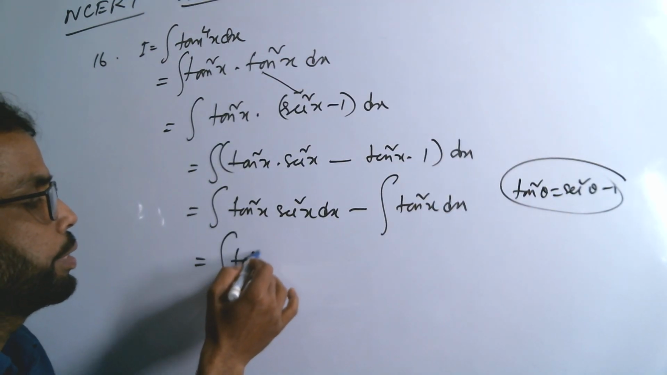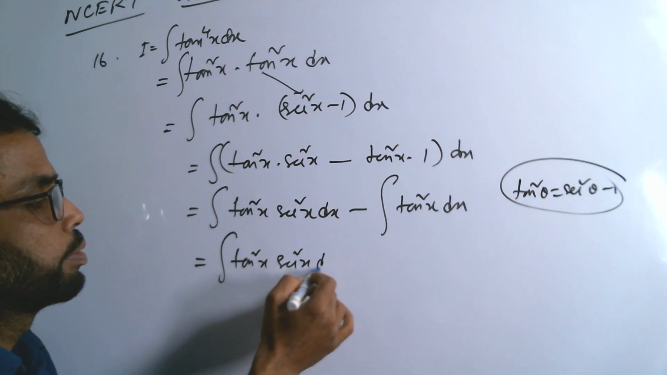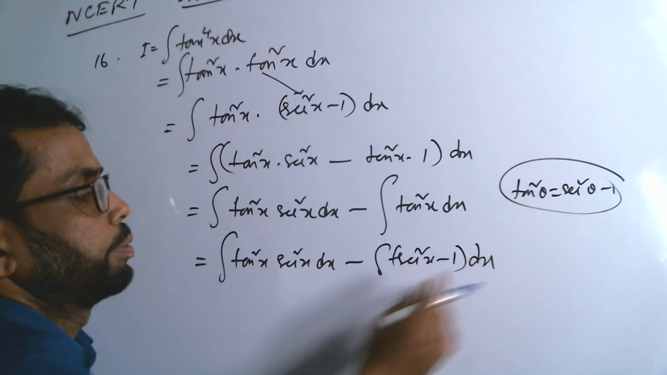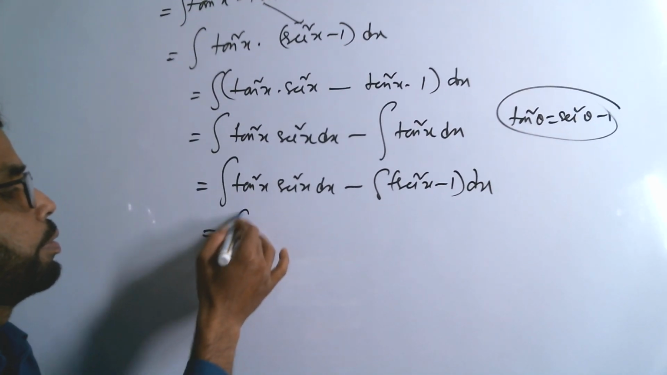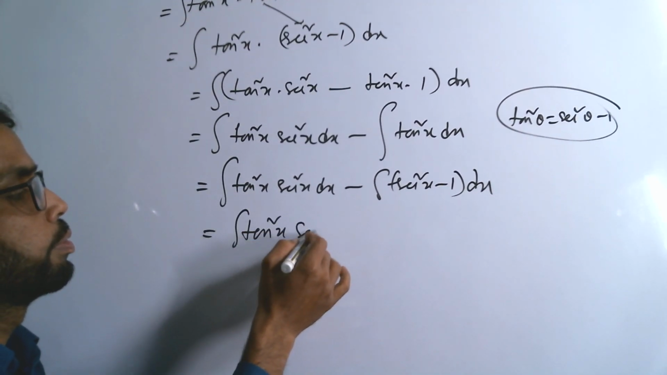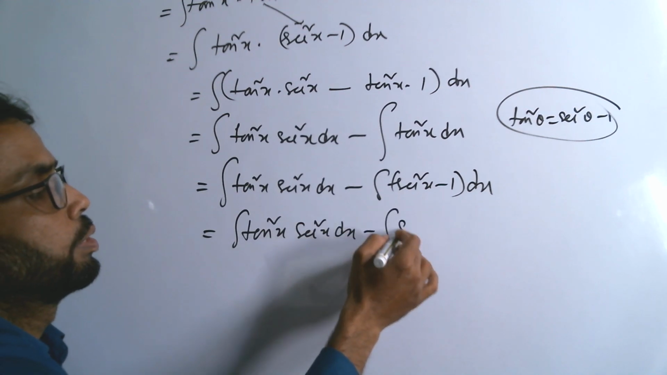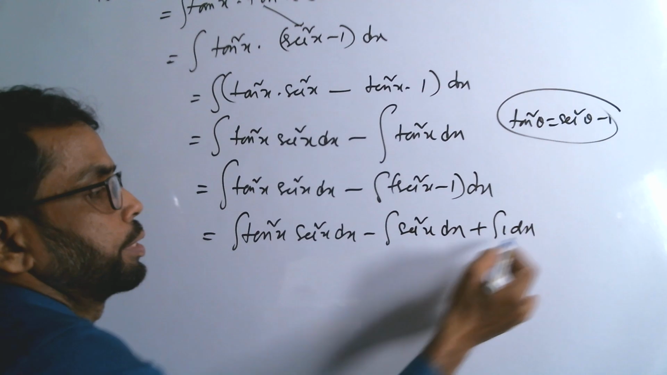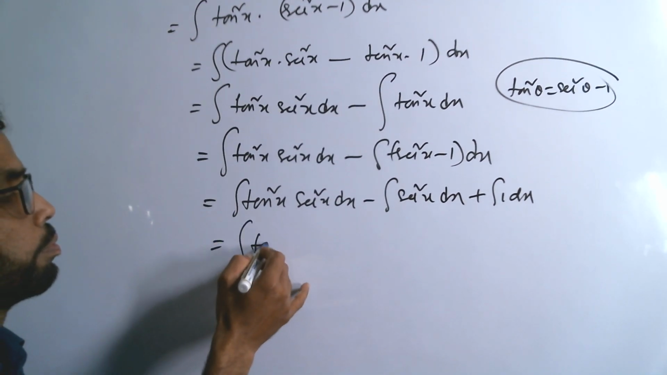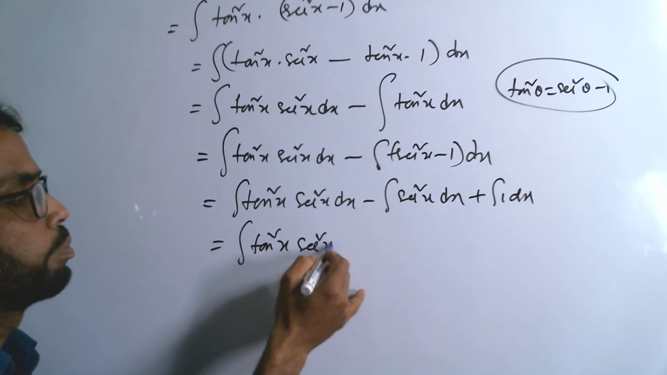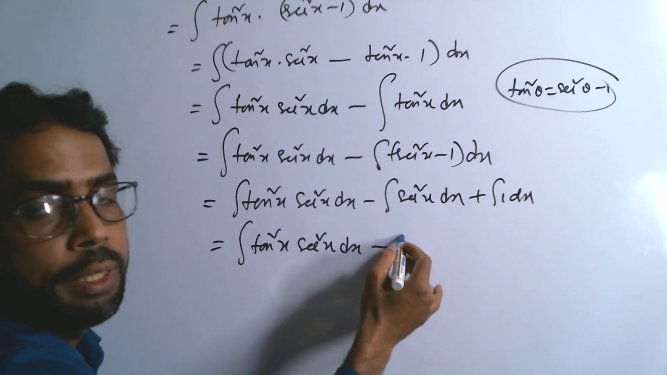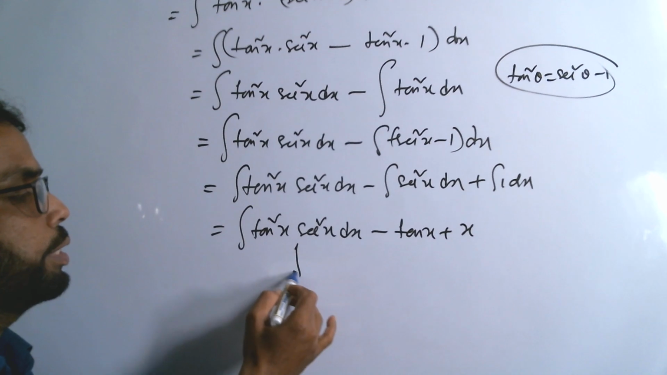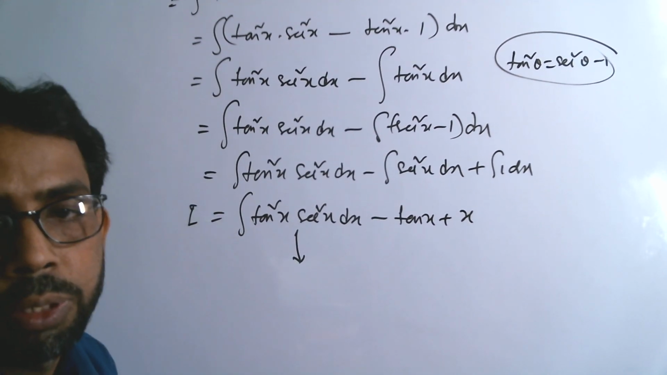First integration keeping as it is. Tan²x is sec²x minus 1. Then integration of sec²x dx minus minus plus 1 integration 1 dx. Integration of sec²x is tan x. Integration of 1 dx is x. Now this first integration we have to do by substitution method.